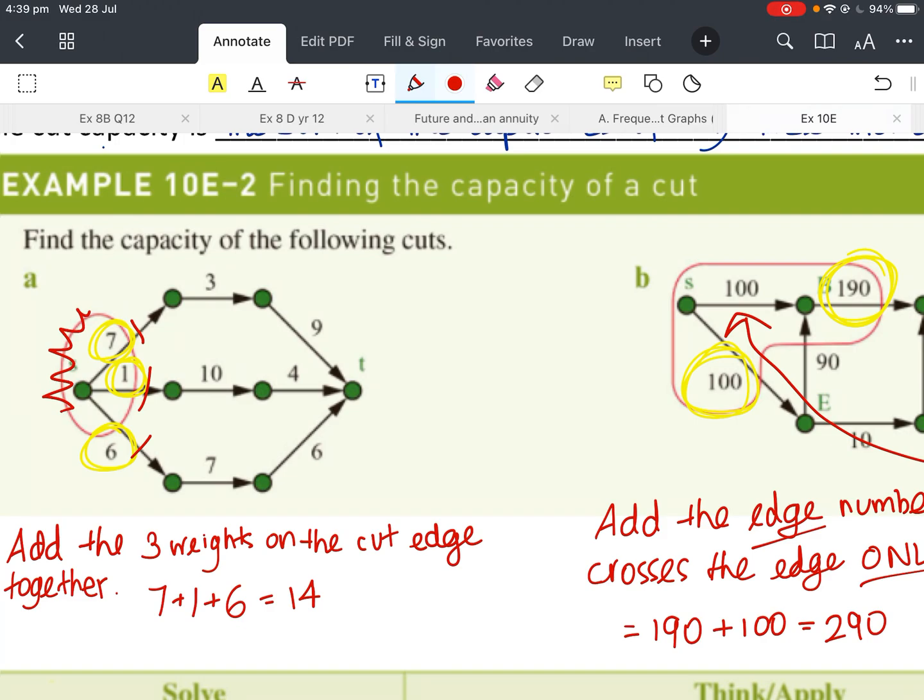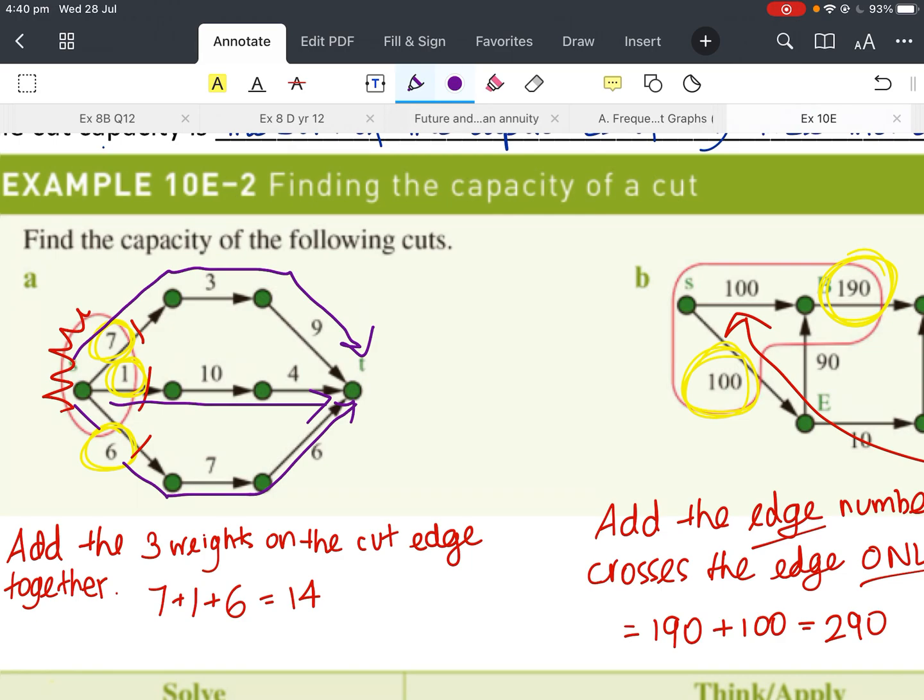And if you follow, I'll do this one in purple. If you follow, that's the flow from the source to the sink. That's the flow from the source to the sink, and that's the flow. So you want to cut those purple flows. That's what a cut does.